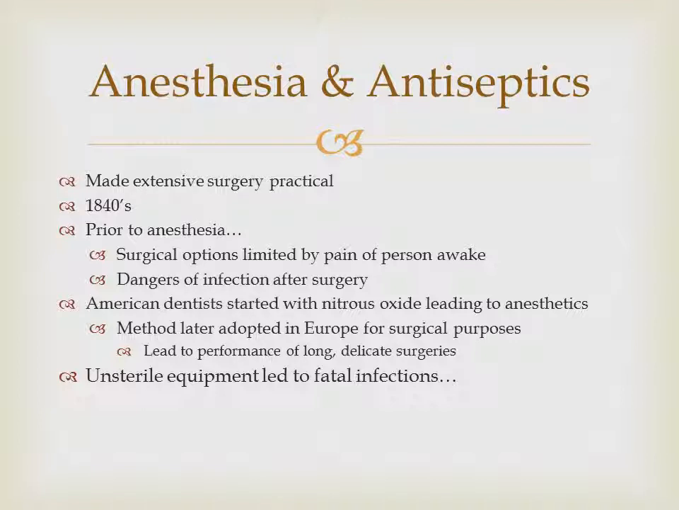Anesthesia and antiseptics also came about in the 19th century around the time of the 1840s. Anesthesia finally made extensive, painful surgeries practical. Before anesthesia, surgical options were limited by the pain of the person awake, so basically how much pain tolerance they would be able to have. And also there were very many dangers of infection after surgery.